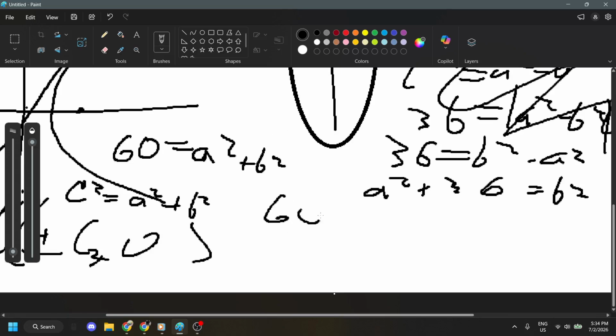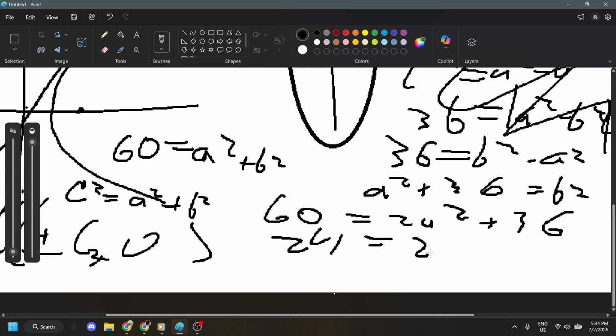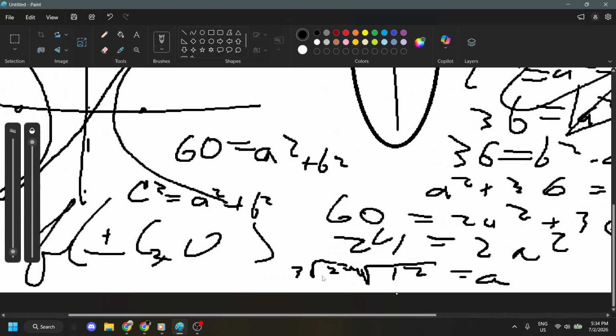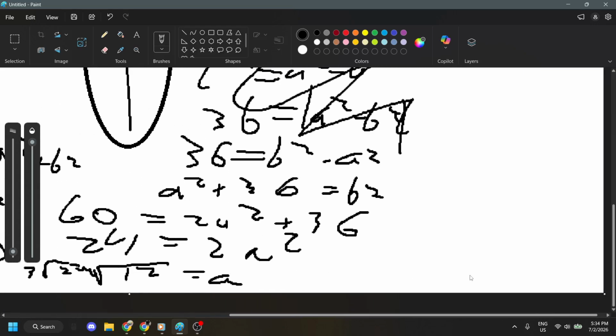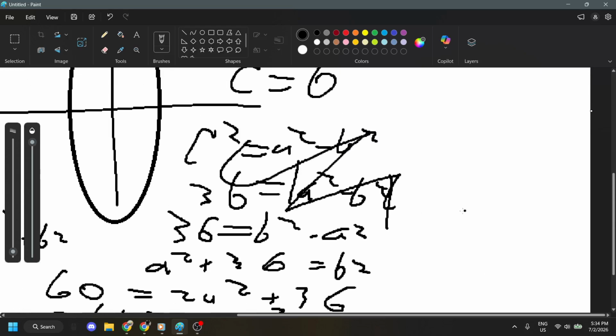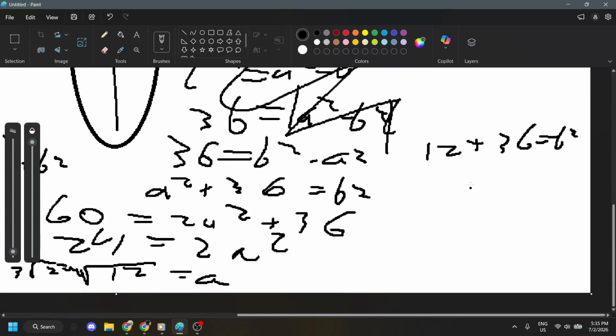Put this in here: 60 is equal to 2a squared plus 36. Subtract from both sides, we get 24 equal to 2a squared, so a squared is 12, root 12 is equal to a, or 2 root 3 is equal to a. So 12 plus 36 is equal to b squared, which is 48.